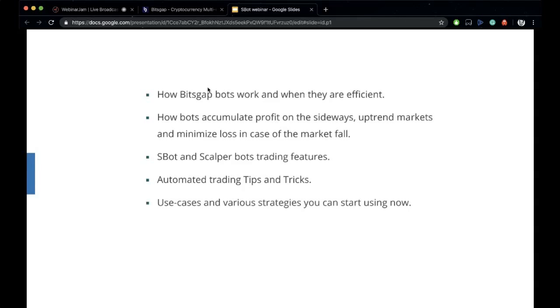And we have collected a plentiful amount of use cases and various strategies that you can start using already now. And most importantly, demo trading, which is basically paper trading, designed and implemented for you to develop your trading skills risk-free. So you have access to an absolutely risk-free account where you have virtual money, which you can use to test automated trading and other products that we offer.